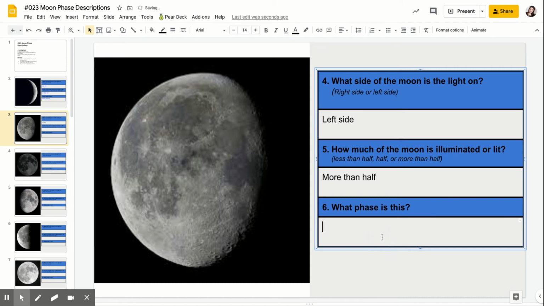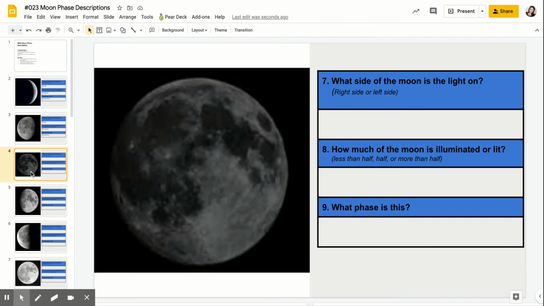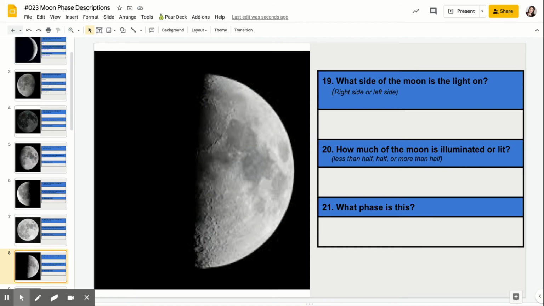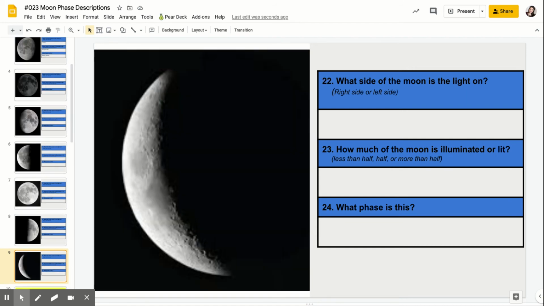And then so what phase is this? Well, left side is waning. Okay. And then more than half is gibbous. So this is a waning gibbous. Okay. So it's the same questions on each slide. So you're going to do that till you get to slide number 9.